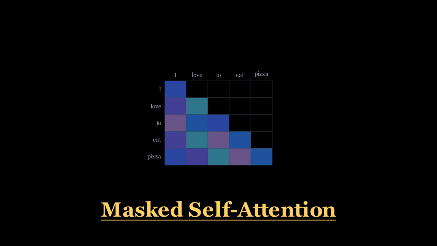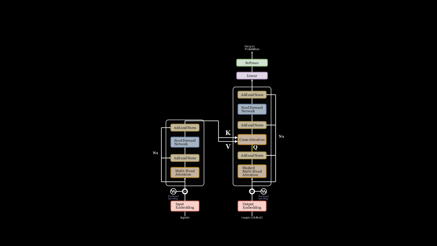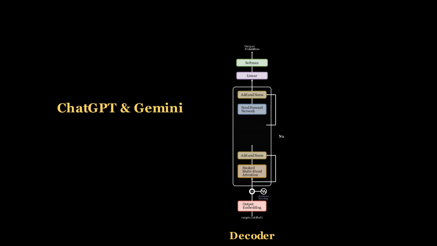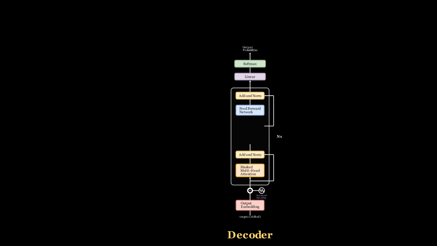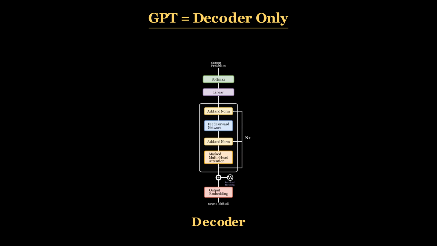Let's break it down. To understand why it generates one token at a time during inference, let's take a look at this transformer architecture. It has two parts, the encoder on the left and the decoder on the right. But generative models like ChatGPT and Gemini only use the decoder part of the transformer. They completely remove the encoder and its cross-attention connections, leaving just the decoder. This is the key insight. GPT models are decoder-only transformers. No encoder, no cross-attention, just the decoder stack.